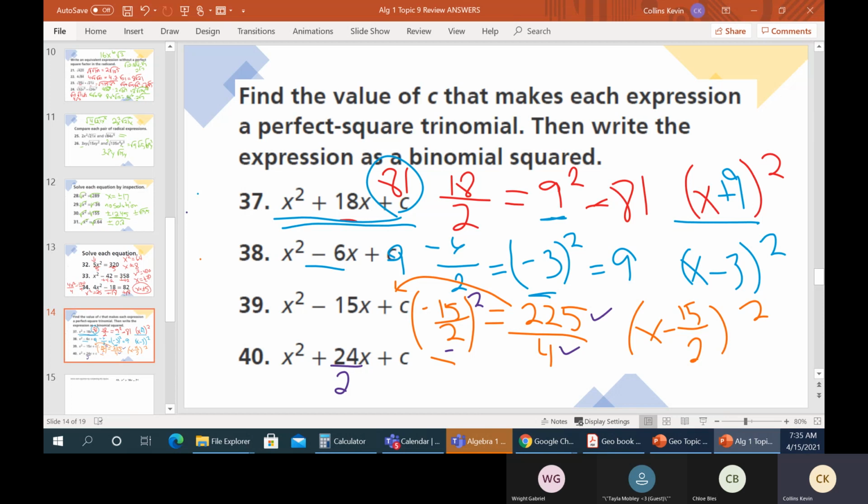I get that. Okay. So then this guy here, we're going to take the 24 and divide it by 2, we'll get 12, right? So 24 divided by 2 is 12. Then we square the 12, and that gives us 144. And that's the number that goes right here. So that 144 is going to be right there.